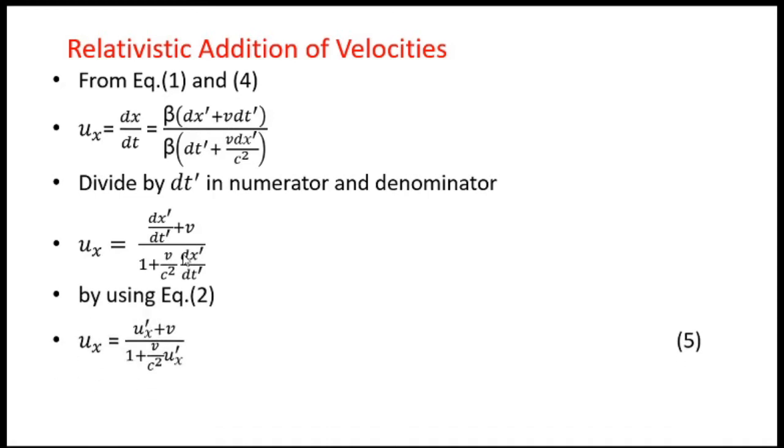Now, by using equation 2, we can substitute for dx dash upon dt dash. In equation 2, we have seen that dx dash upon dt dash is equal to ux dash, that is the x component of velocity in the frame S dash. So therefore I get ux is equal to ux dash plus v divided by 1 plus v upon c square ux dash. This is my equation 5, and it gives the x component of velocity in the frame S.